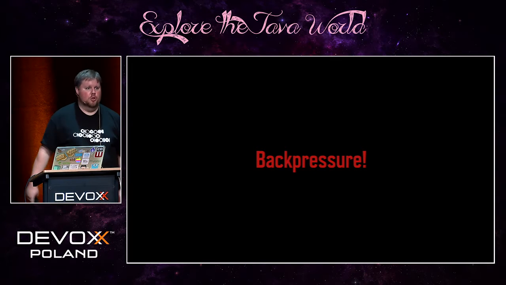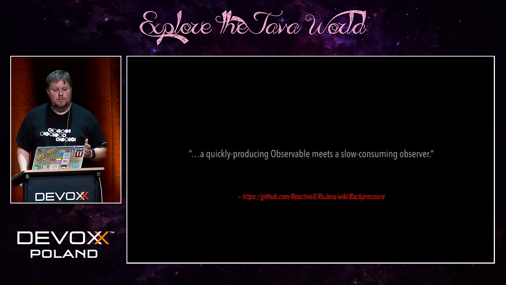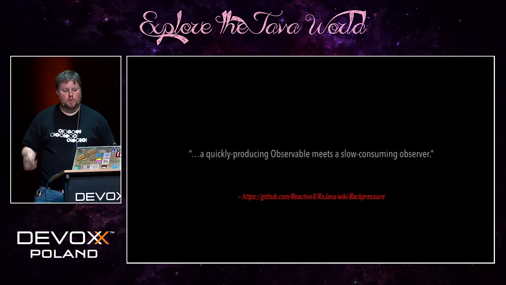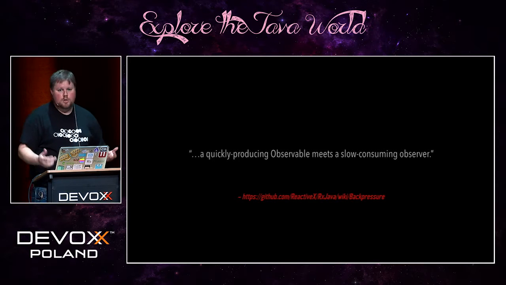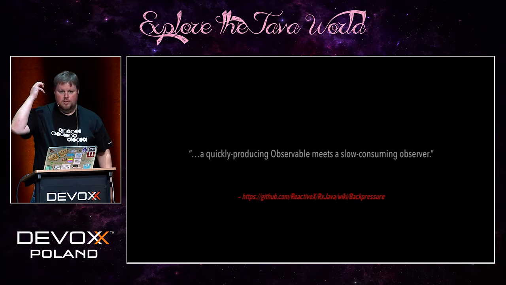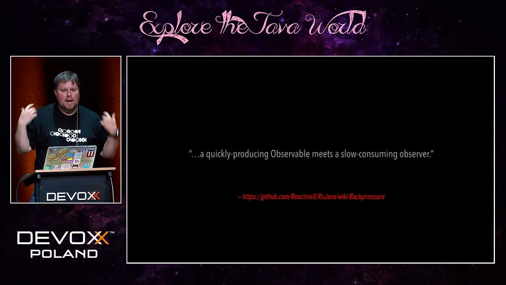Now, what's backpressure? A lot of different ways that we can define that. My favorite way to define that is the way it's defined on the RxJava wiki. You have a quickly producing observable that's going to meet a slow consuming observer. We're familiar with the notion that things do things at different rates. So if I have something that's producing at this rate, but the consumer is able to consume at this rate, well, clearly I'm producing a lot more items than I'm able to consume in the same unit of time. So the question is, well, what happens to all of those other items that I'm not able to consume?